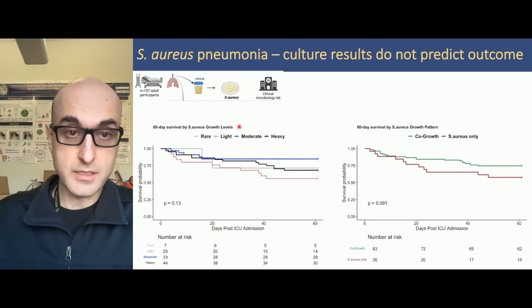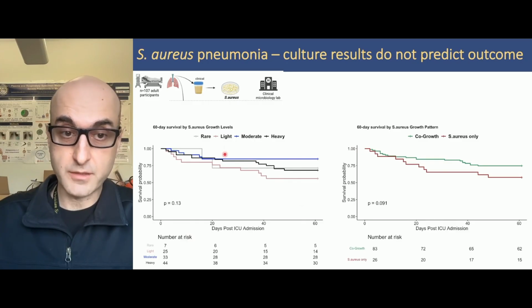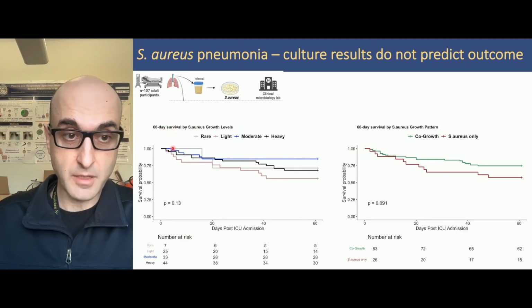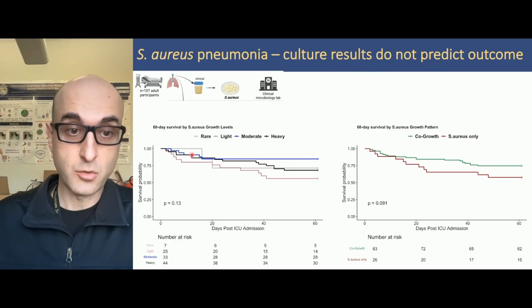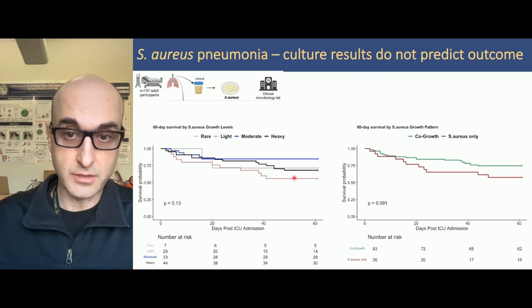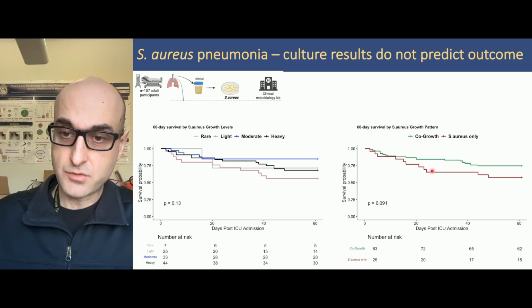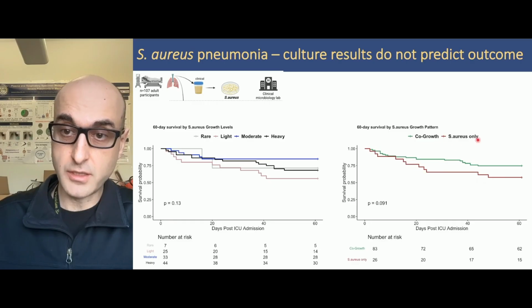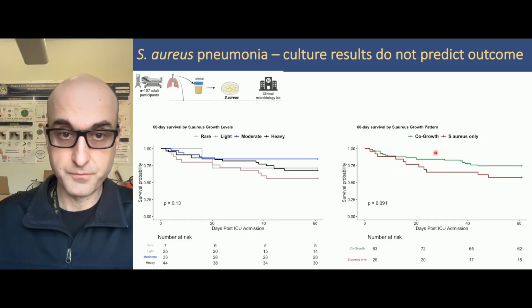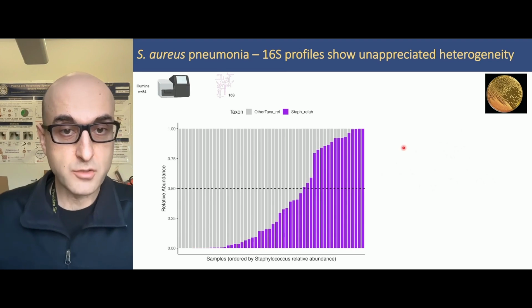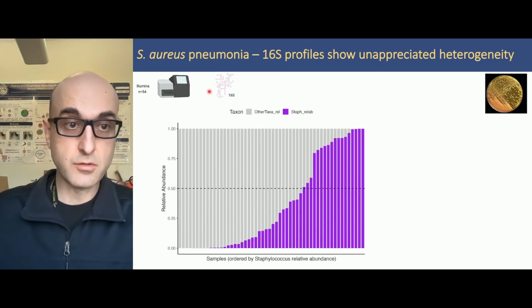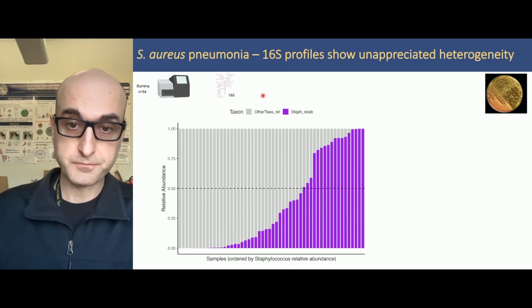And also, these culture results did not predict survival. We found no significant differences in 60-day survival by Kaplan-Meier curve analysis between growth levels of Staph aureus on the petri dishes. Whereas by growth pattern, perhaps there was a trend for some delayed worse survival in those cases that only grew Staph aureus. Nonetheless, it was not statistically significant. Which prompted us to go then to the next level and now go into Illumina 16S.